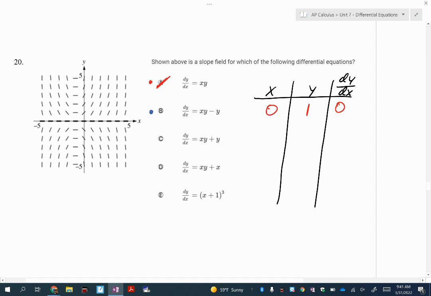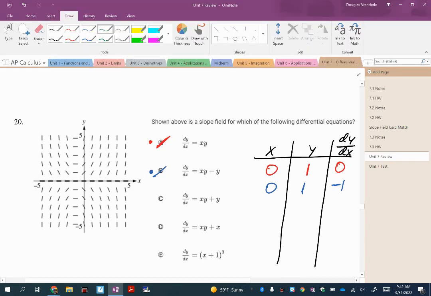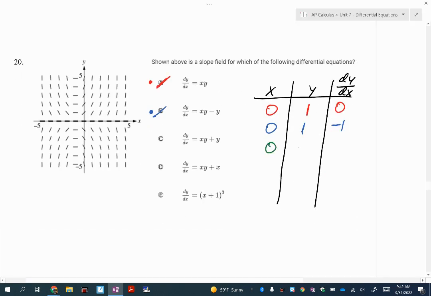Let's try 0, 1 for this next one. So that's 0 times 1 is 0, 0 minus 1 is negative 1. And I remember the slope we just found at this point was positive 1, not negative, so it's not B. Let's try 0, 1 for C. 0 times 1 is 0, 0 plus 1 is 1. That could work, so that's a possibility.